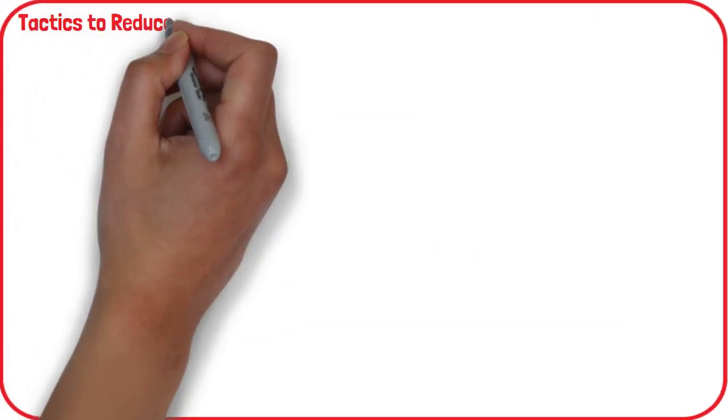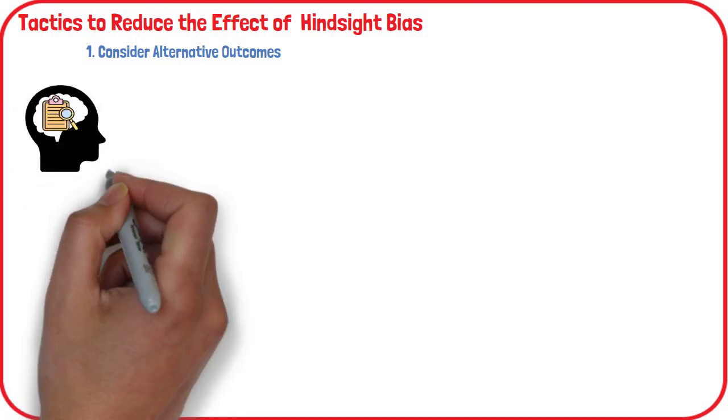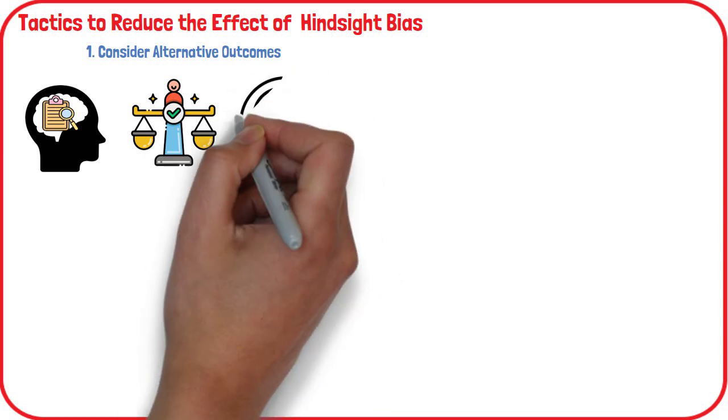There are a number of tactics you might try in order to reduce how this bias influences your thoughts and behaviors. Consider alternative outcomes. Researchers suggest that one way to counteract this bias is to consider things that might have happened but didn't. By mentally reviewing potential outcomes, people might gain a more balanced view of an outcome's apparent inevitability.